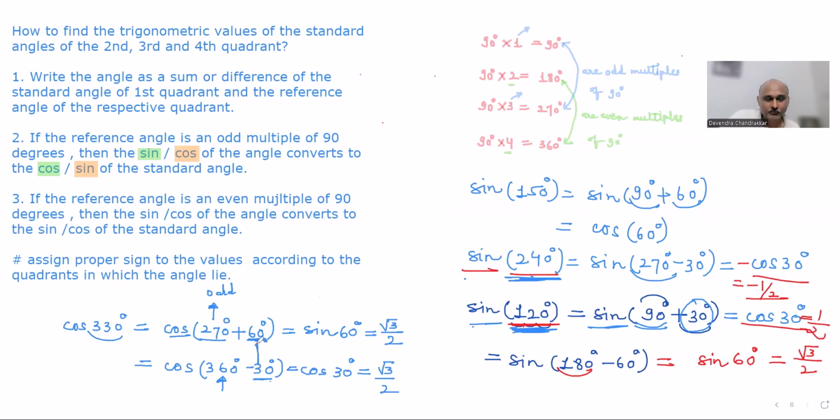So when I add 60 to 270, I get 330. When I subtract 30 from 360, I get 330. Yes or no? So that is how I reached this. That is how we are using the reference angles. Got it? Now I hope you understood.